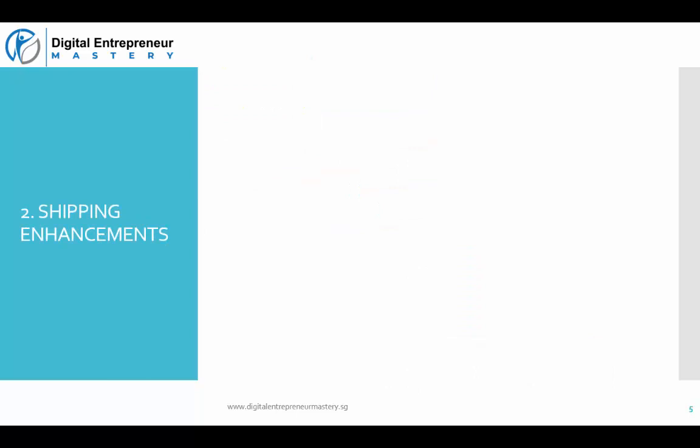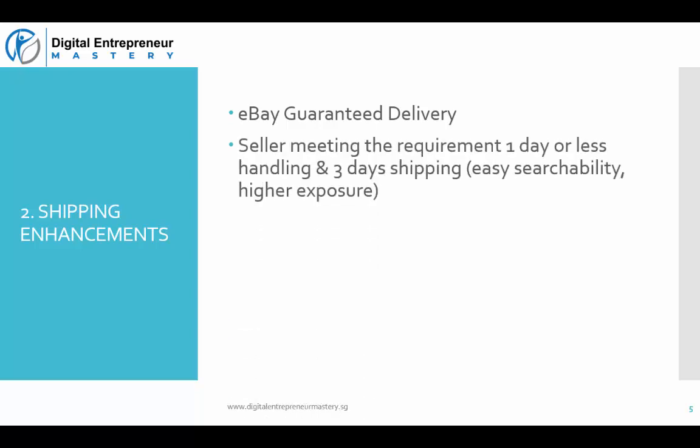Number 2, the shipping enhancement. In order to qualify for the eBay Guaranteed Delivery policy, you need to be able to process the buyer's request within one day or less, and ship the item to the buyer within 3 days, in order to have your product listing qualified for this policy.